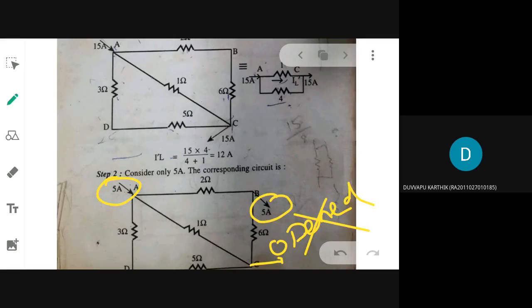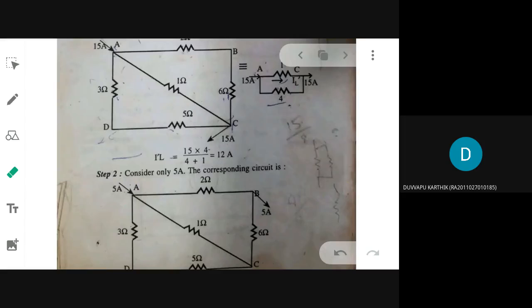This is case number 2. Again you have to do network reduction and current division only. So if you want to reduce the network, how can you do that? These two resistances are connected in what manner again? Series, 8. So 8 into 1 divided by 8 plus 1. What is the answer? 0.88.